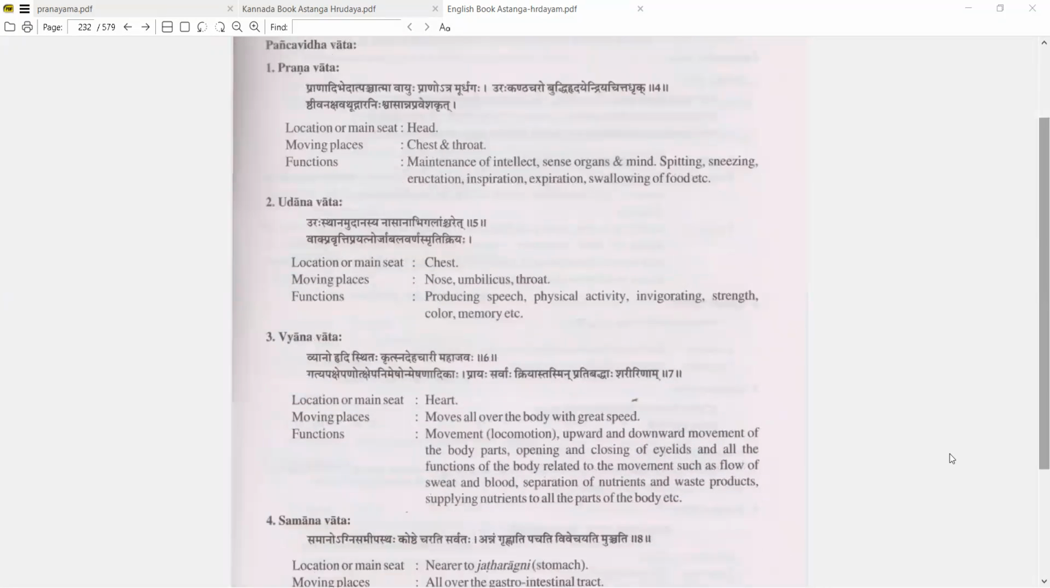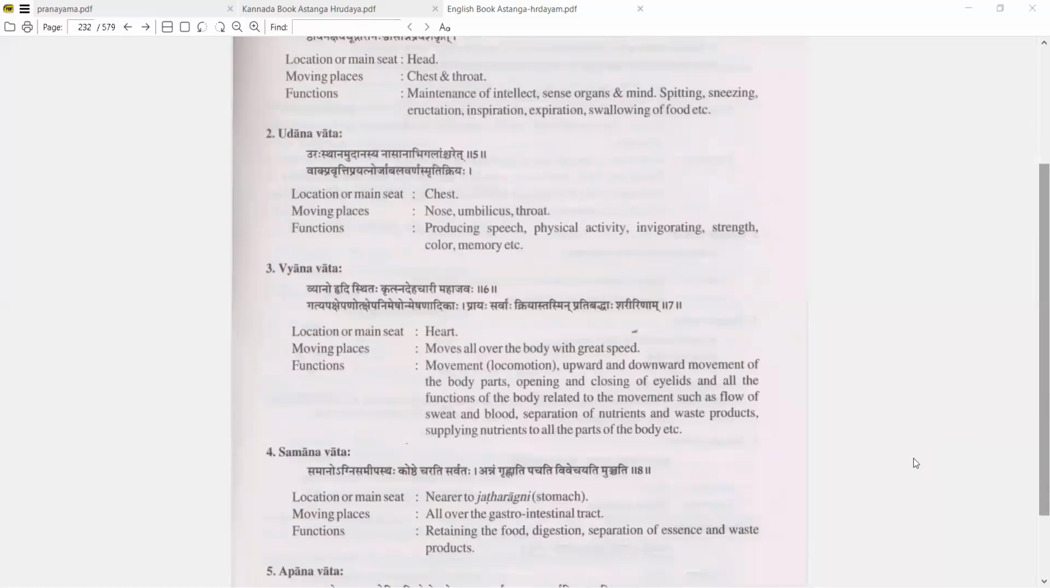Vyana Vata. Location or main seat: heart. Moving places: moves all over the body with great speed. Functions: movement, locomotion, upward and downward movement of the body parts, opening and closing of eyelids, and all the functions of the body related to movement, such as flow of sweat and blood, separation of nutrients and waste products, supplying nutrients to all parts of the body, etc.